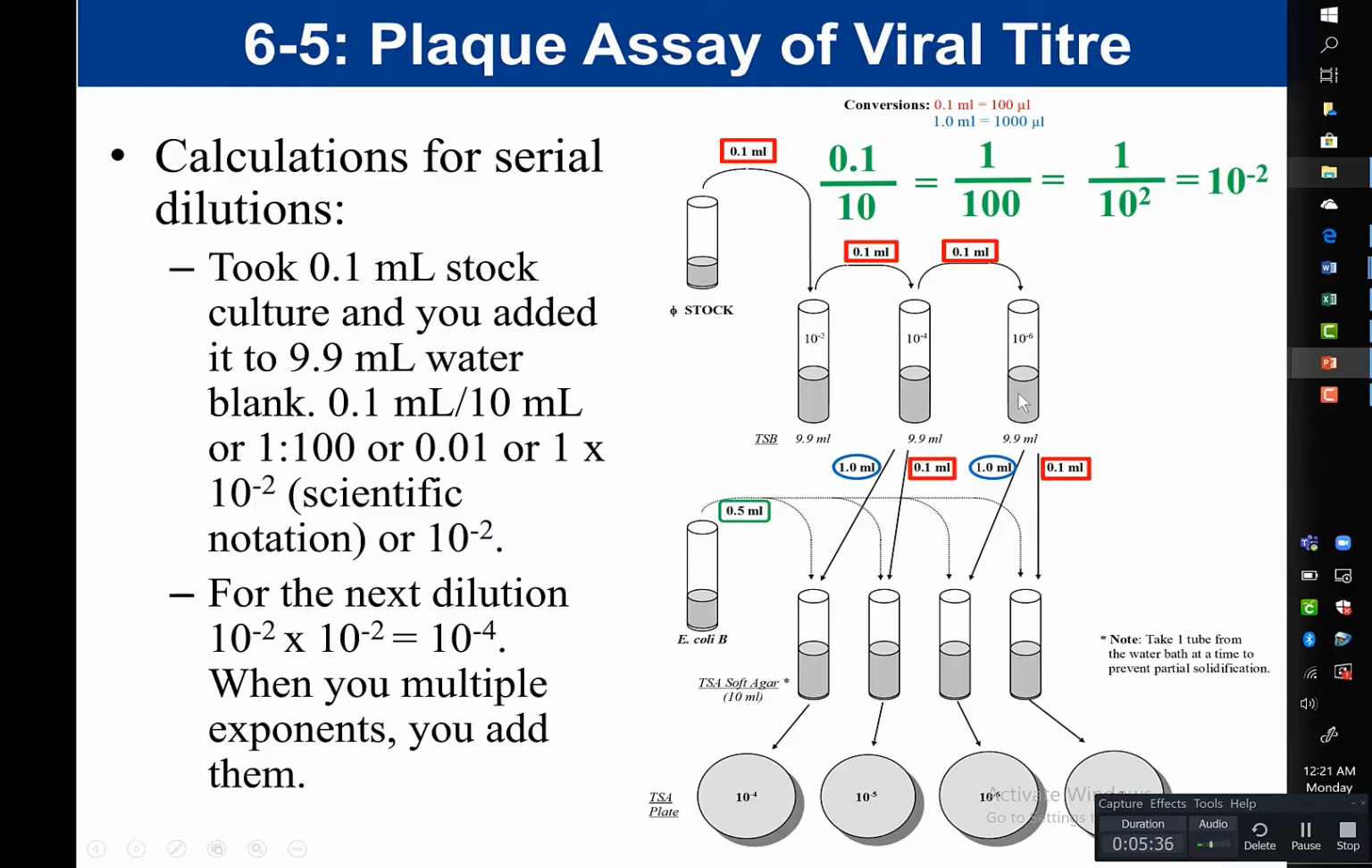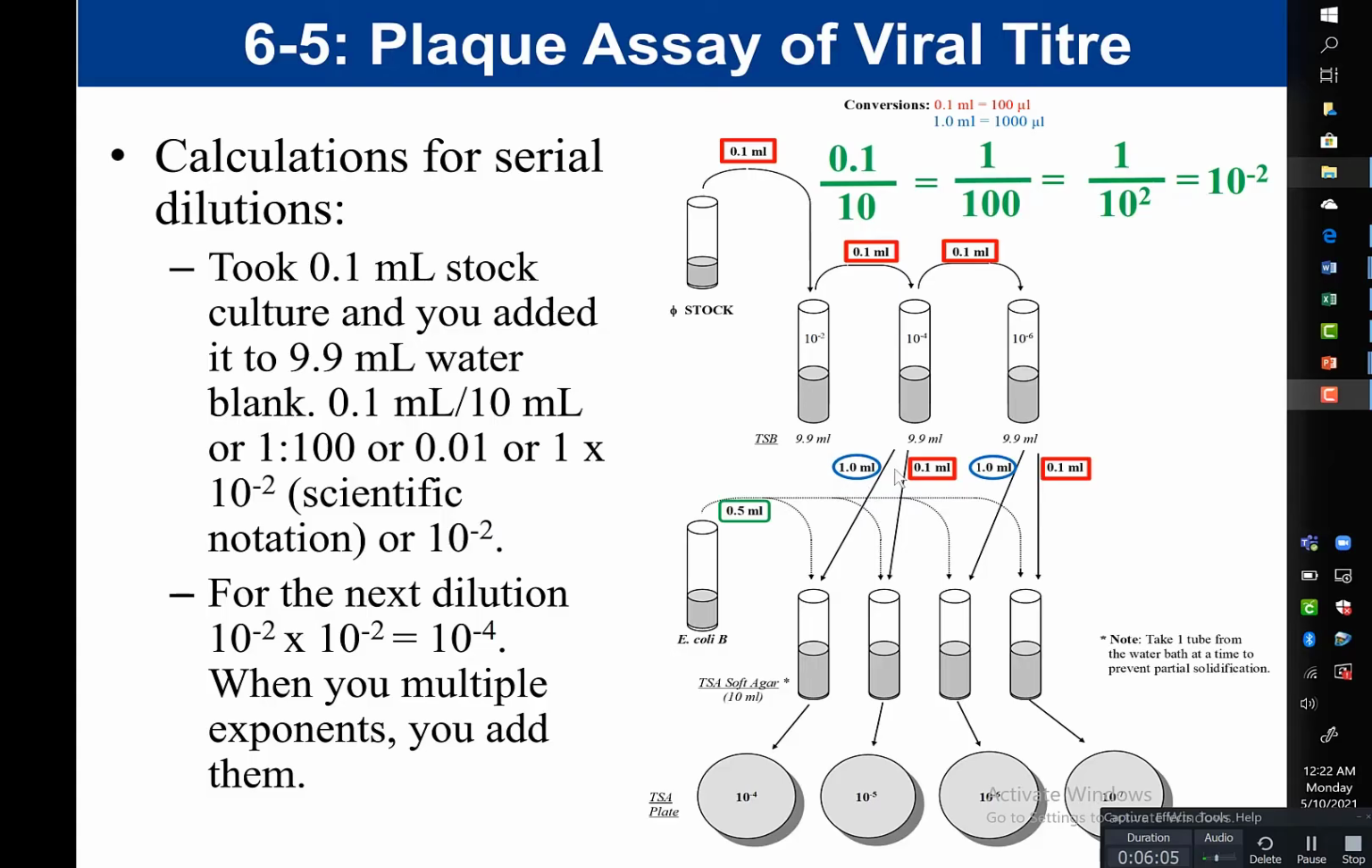Then we have this one here, 10 to the negative 6. If we plate 1 milliliter, our final dilution on that plate is still 10 to the negative 6. And then lastly, if we look at this bottom plate, you can see that my final dilution on this plate is 10 to the negative 7 because I'm taking my 10 to the negative 6 and I'm plating 0.1 milliliters. And when I plate 0.1, it's tenfold less, which is my 10 to the negative 7.